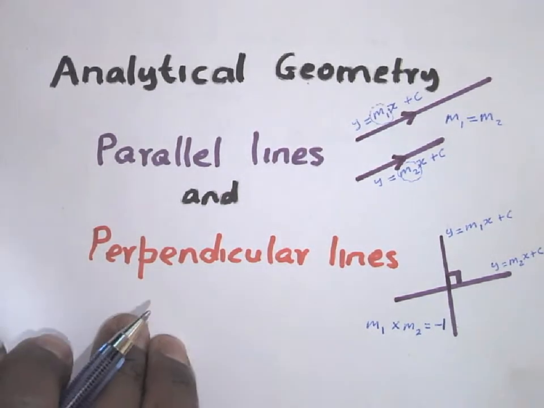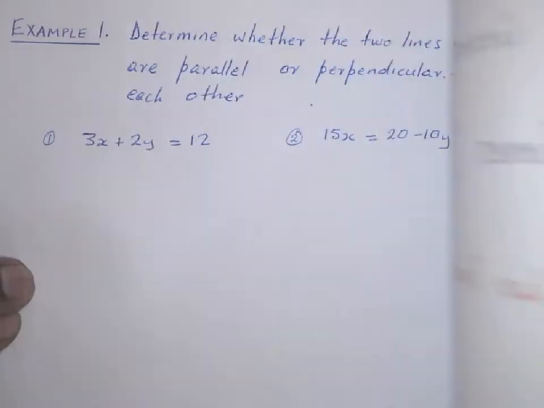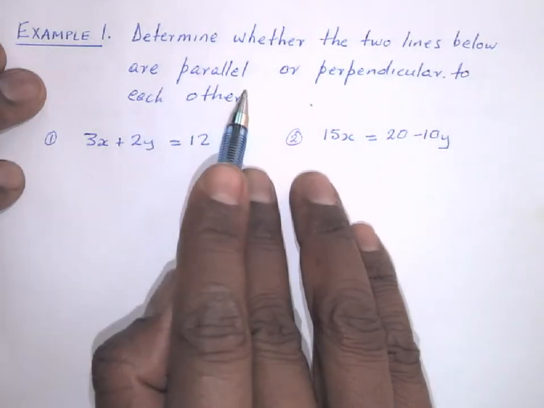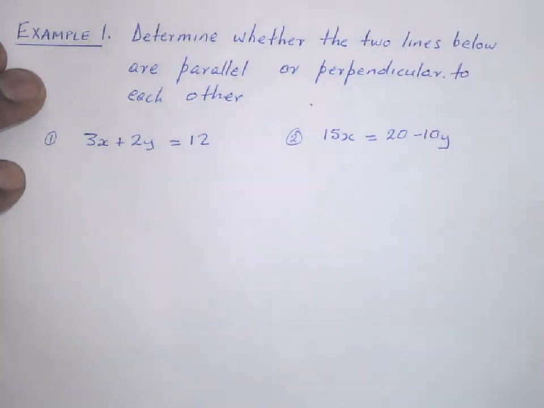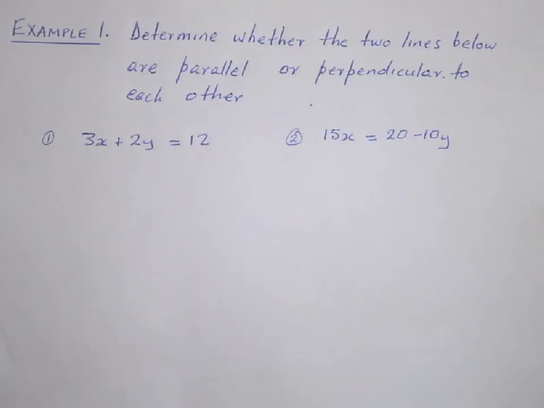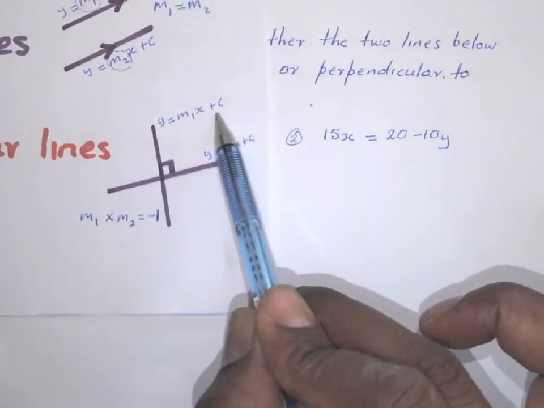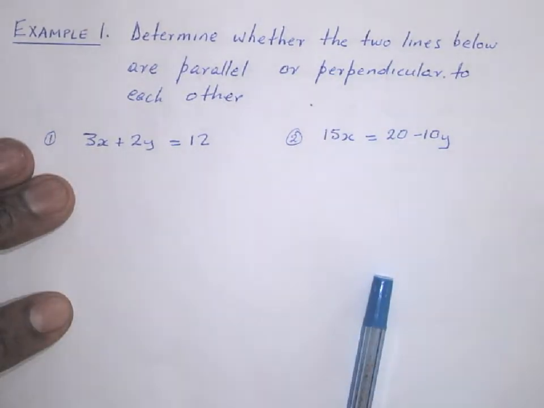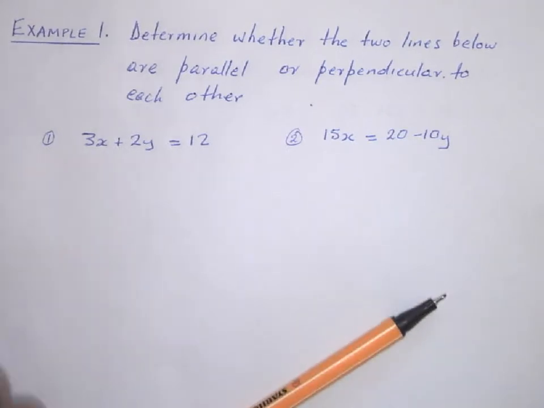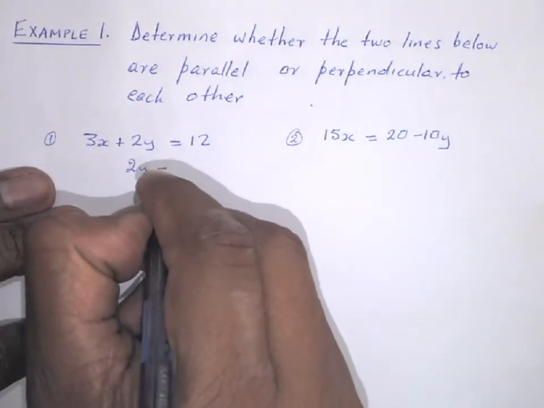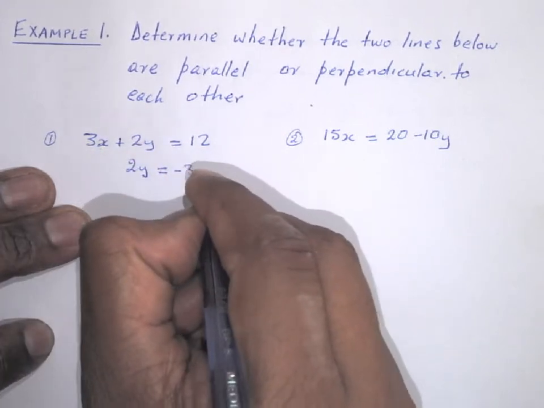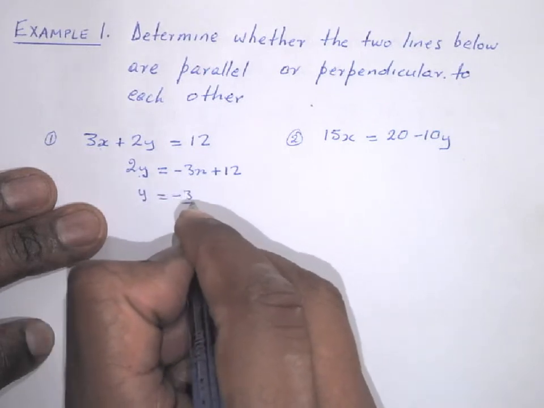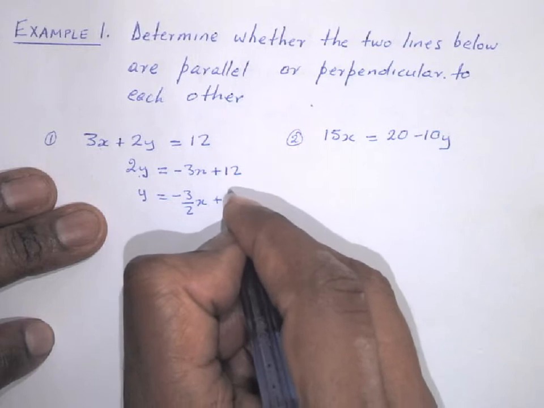Let's look at how some of the questions are asked, and you'll expect some like this as well. Here's an example. It says determine whether the two lines below are parallel or perpendicular to each other. So the first thing that you do, you write the equation of a line in standard form. So obviously here I've got to change this and write it nicely. You can see here that this becomes 2y equals, take this across, -3x, then plus 12. If I divide by 2, I get y is equal to -3 over 2 x, then plus 6, because I divide everything by 2.